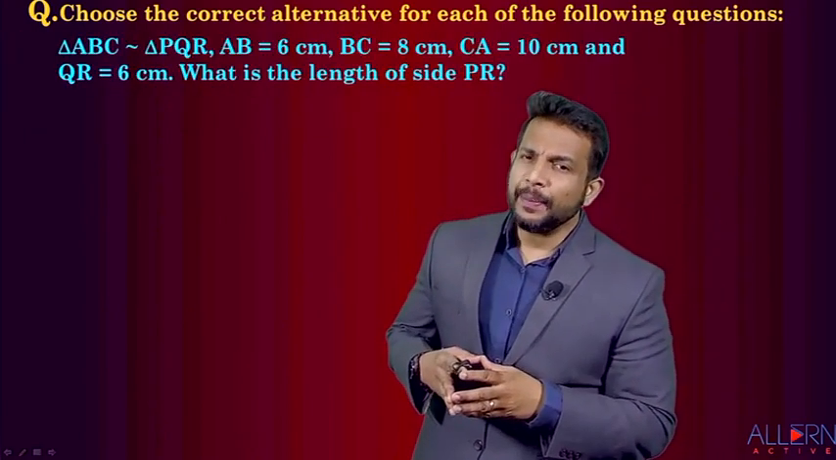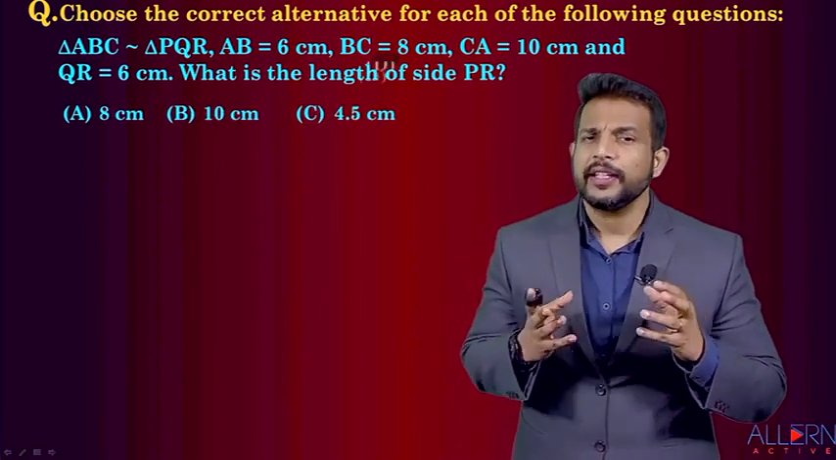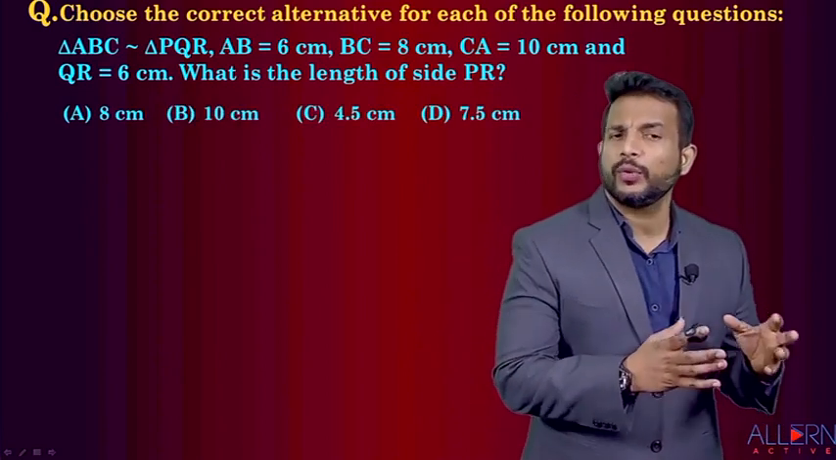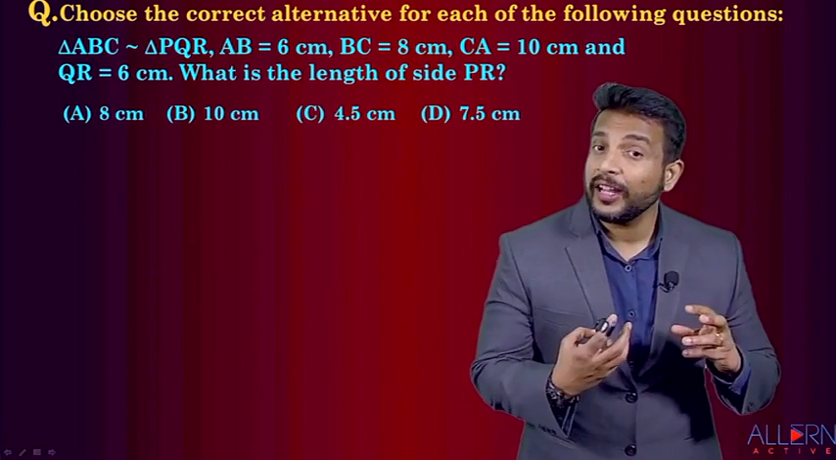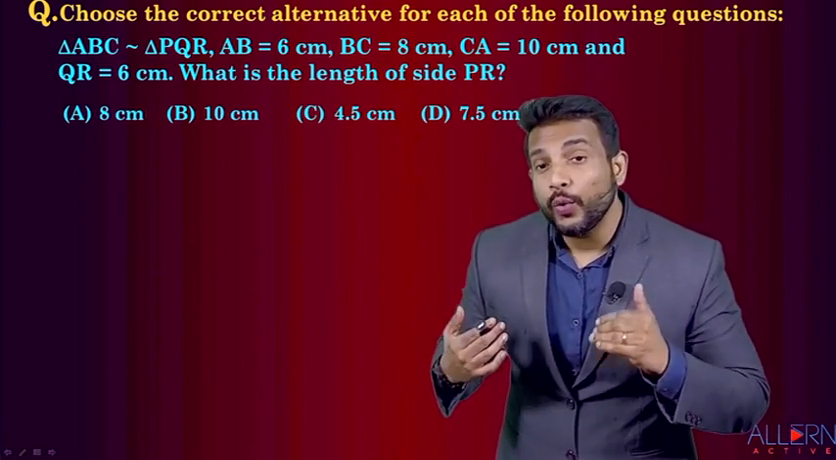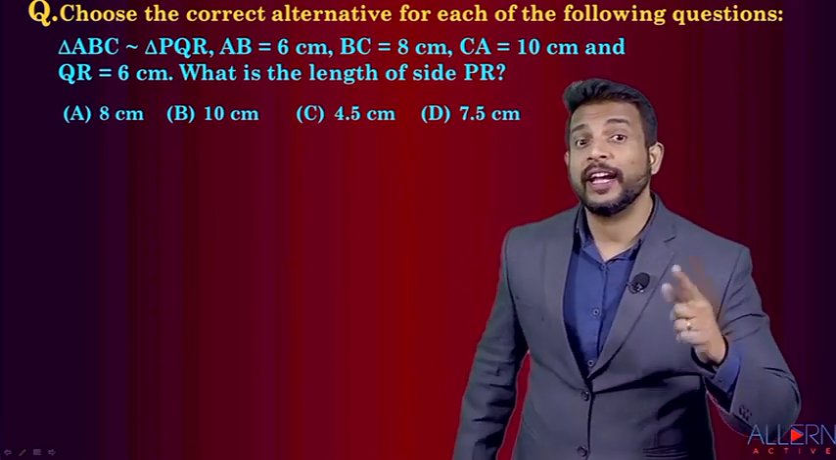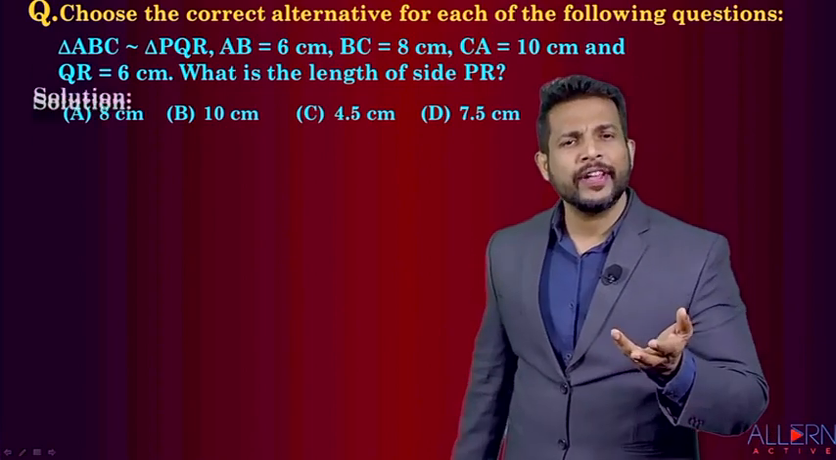It says that triangle ABC is similar to triangle PQR. AB is equal to 6 centimeter, BC is equal to 8 centimeter, CA is equal to 10 centimeter. That means for this triangle ABC, all the three sides are given. And they say QR, for the next triangle, QR is given as 6 centimeter. What is the length of side PR? Okay, it's again a very simple sum.